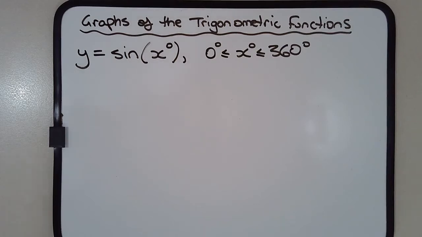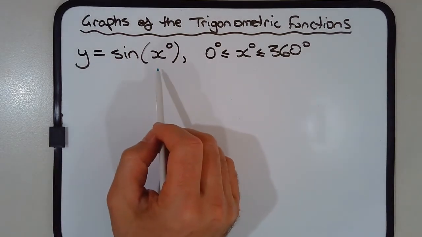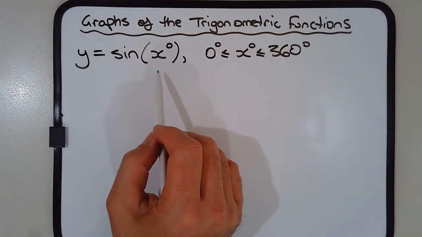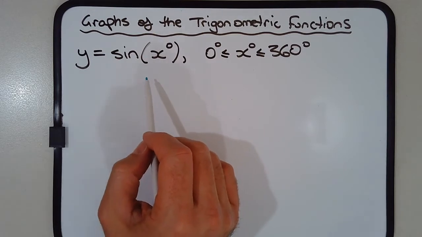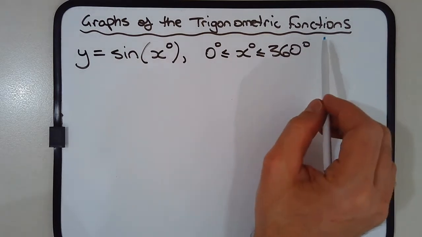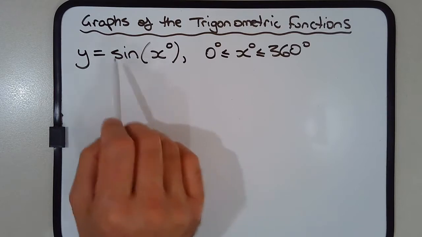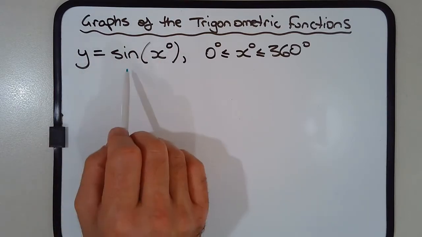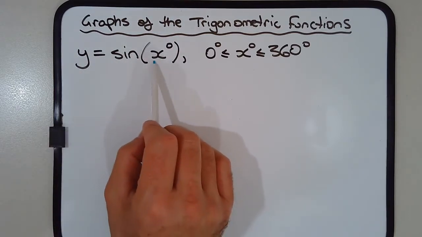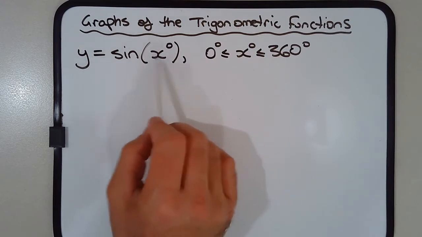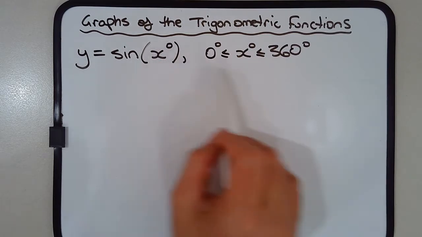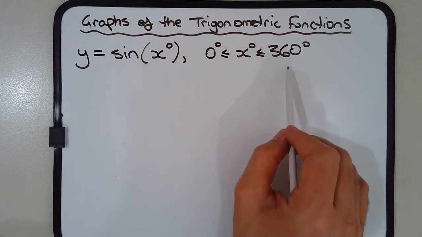Let's have a look now at the graphs of the three fundamental trigonometric functions. They are y equals sine of x, y equals cosine of x or cos of x, and y equals tan of x. Why it's called a function is because sine can take in a value, and the value's an angle. We're going to limit the angles between 0 and 360 degrees.